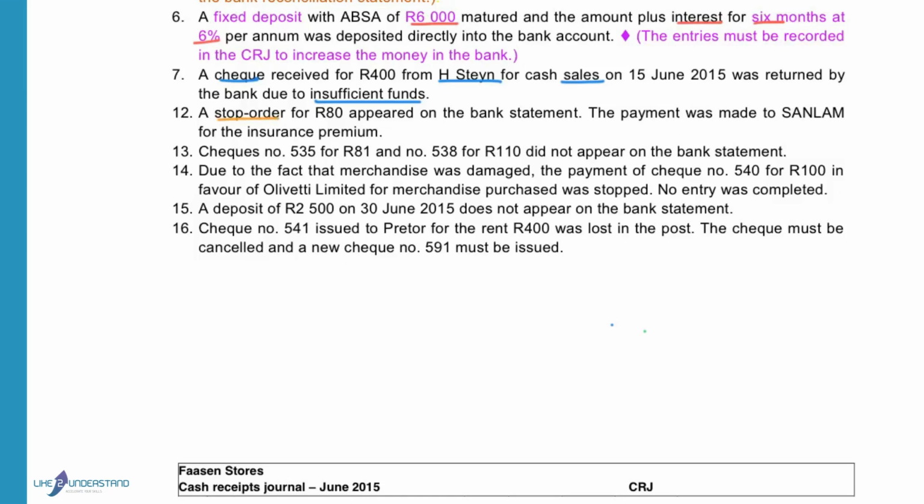This was a payment made to Sanlam for insurance premium of 80 Rand. The monthly installment is called a premium, but our ledger account will only be called insurance. A stop order is an instruction to the bank to pay out 80 Rand every month on behalf of the business to Sanlam. So it's basically like a check, money paid out of the bank account, so we will record this entry in our cash payments journal.